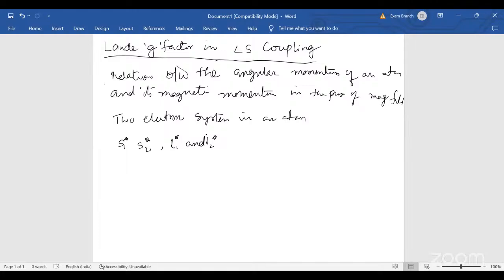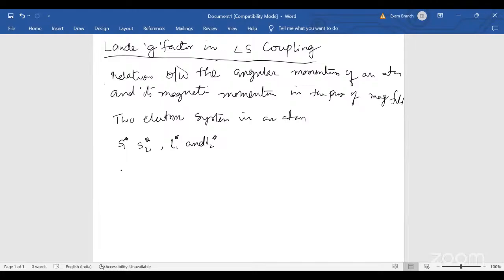With the magnitude of each moment, the vector sum will depend on their mutual orientation. We know that LS coupling is the coupling between the orbital angular momentum and the spin momentum. So here we will take the magnetic moments of both the spin and orbital motion of the electron into consideration.